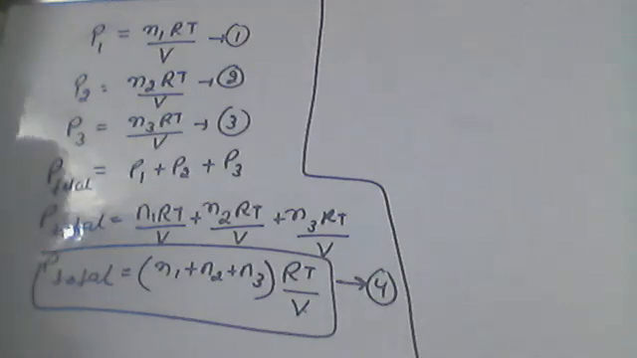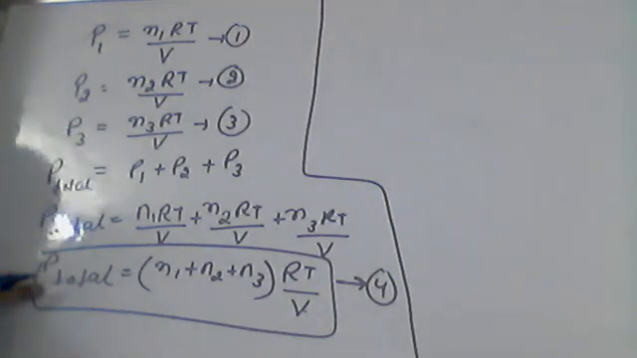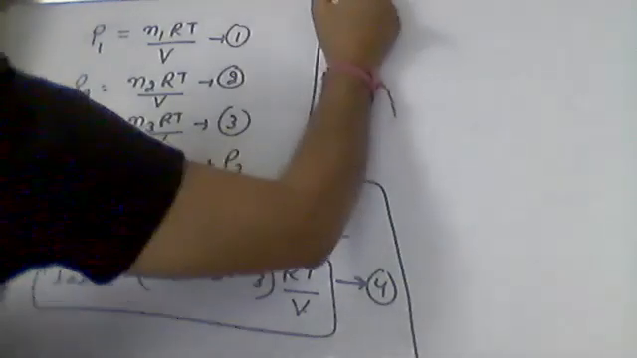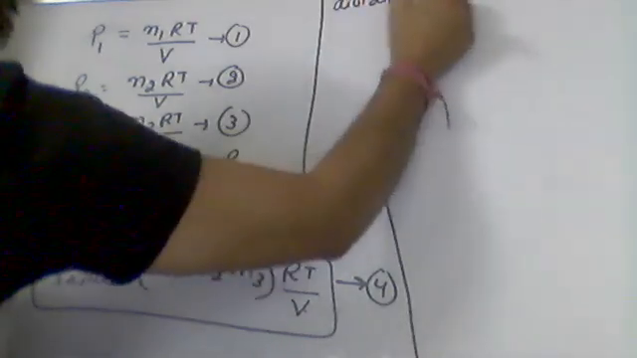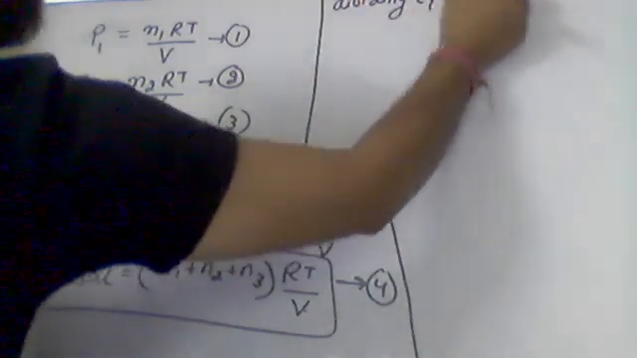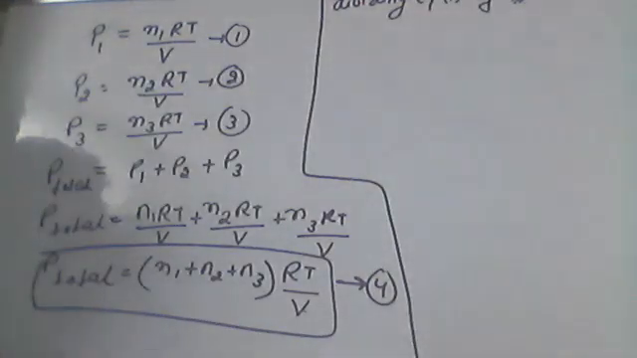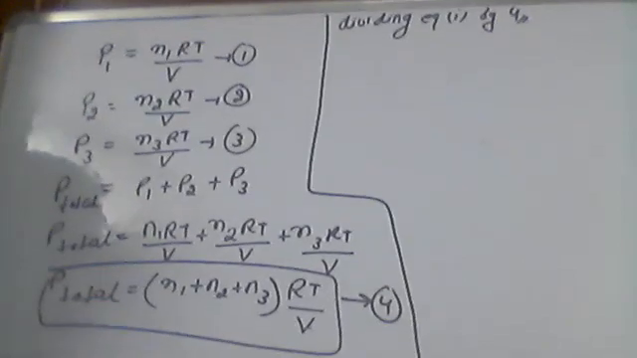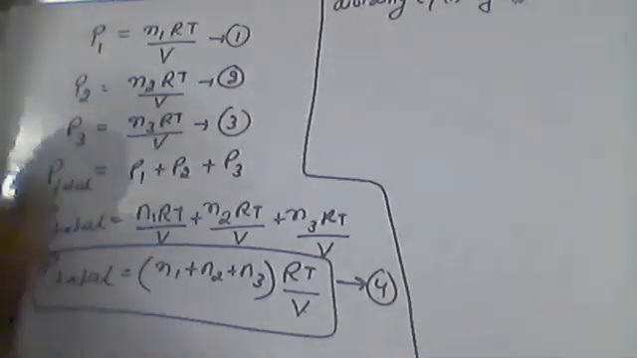What I'm going to do is divide equation 1 by equation 4. It's okay, the vision is a little less up there. Don't worry, we're going to divide equation 1 by 4.